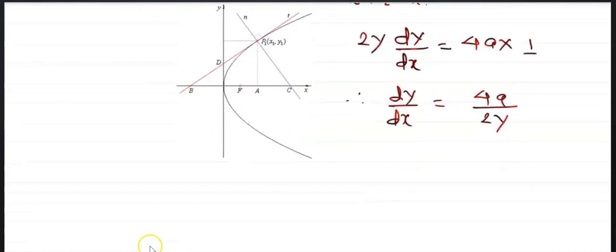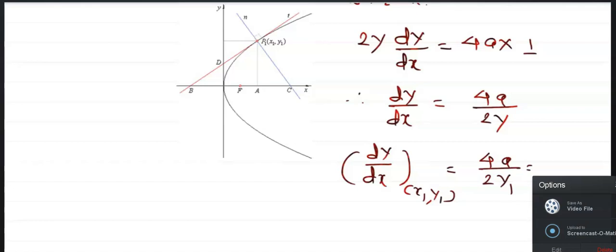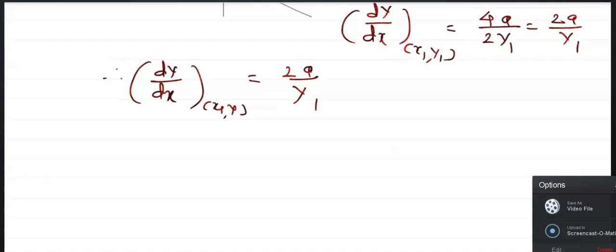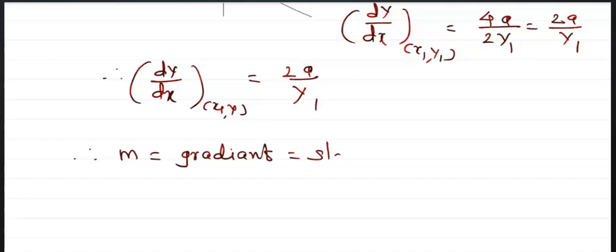Therefore dy by dx is equal to 4a upon 2y. dy by dx at the point (x1, y1): replace x, y by x1, y1, that is 2a upon y1. This is called the gradient, which means the slope. Now that you know the slope and a point on the tangent, you can find the equation of the line which is the tangent to that curve at that point by the slope-point form. What is the slope-point form? It is y minus y1 is equal to m times (x minus x1). This is the gradient, which is called the slope, that is 2a upon y1.